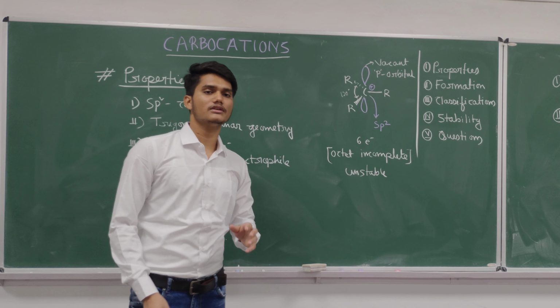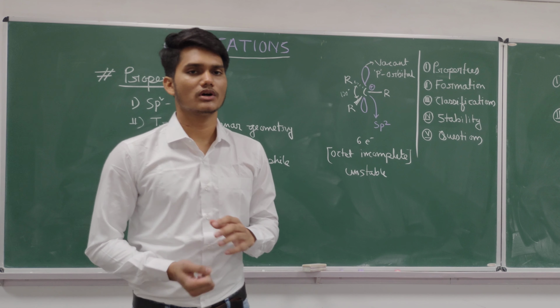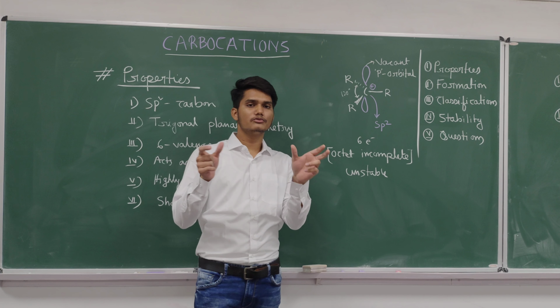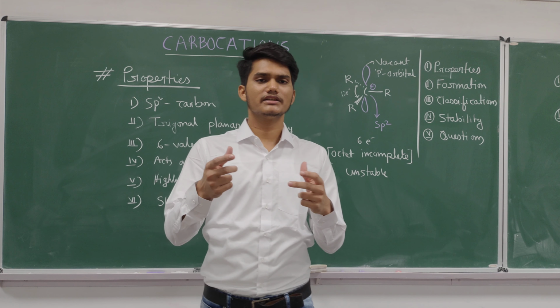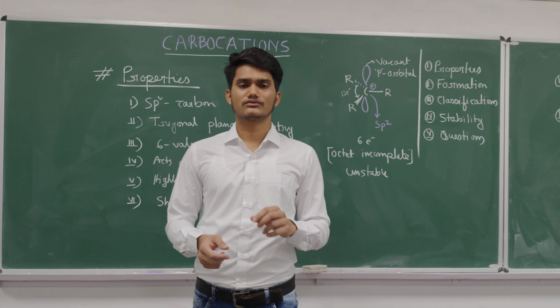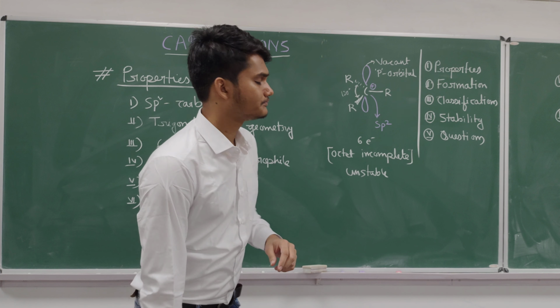So basically carbocation is a reactive intermediate species. So what is a reactive intermediate? Reactive intermediates are those species that are formed in between a reaction, and those are highly reactive and short-lived species, like their lifetime is less than a second. So that's why it's very difficult to isolate them.